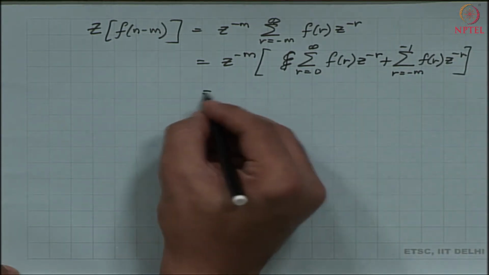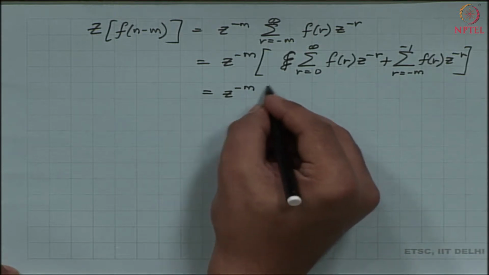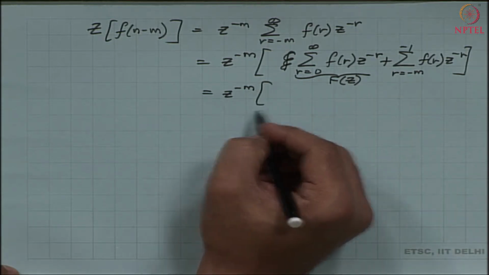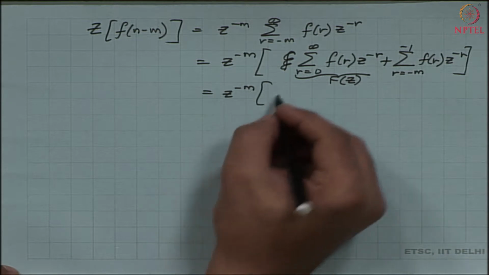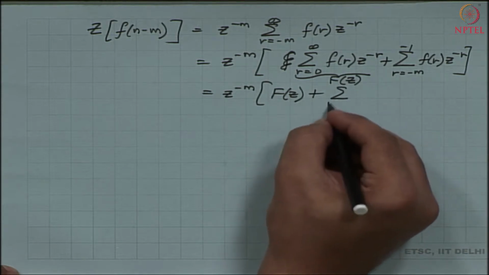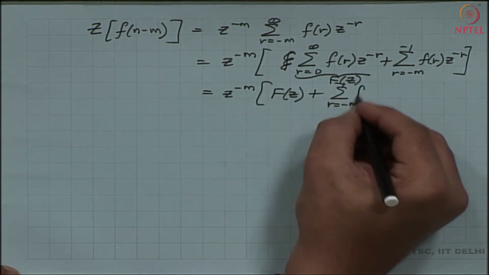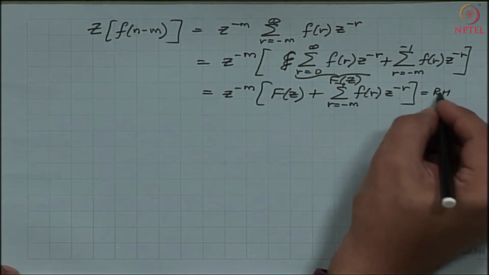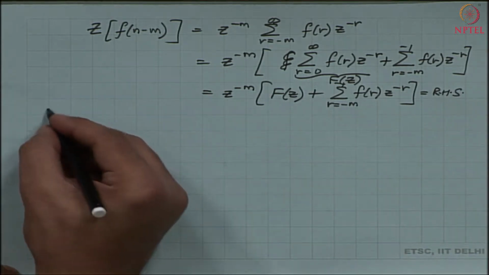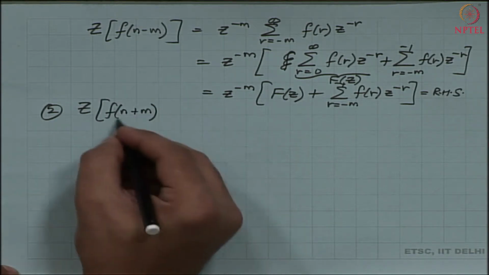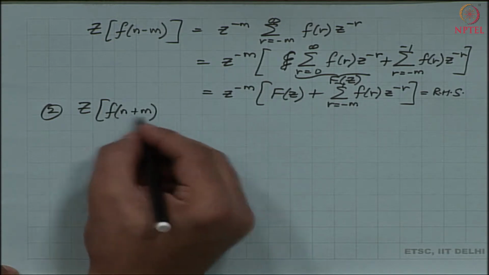So this is also equal to z to the power minus m times, note that the first summation is nothing but the Z transform of the function, plus the summation r from negative m to minus 1 f of r z to the power minus r, and that is my right hand side of expression 1. Similarly, to show the second result, all I have to do is use the substitution r equal to n plus m. Basically, whatever is inside the argument of this function, that is the variable that we substitute.